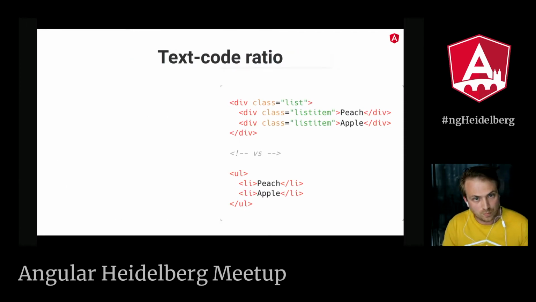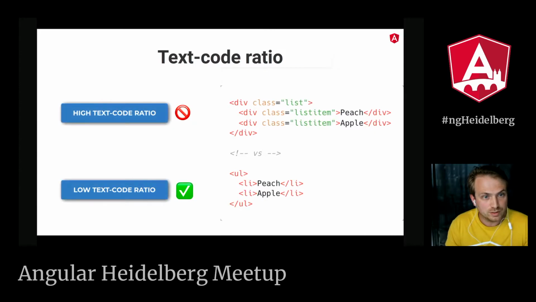So when we use the proper semantic HTML, our text-to-code ratio will drop, meaning that we will need fewer bytes of HTML tags compared to the amount of bytes that represent the actual text content. And this ratio indicates to search engines that the page contains a decent amount of text that should be indexed.